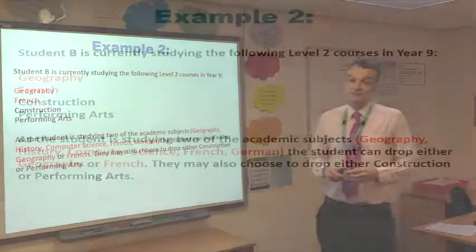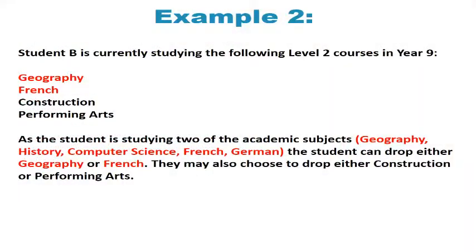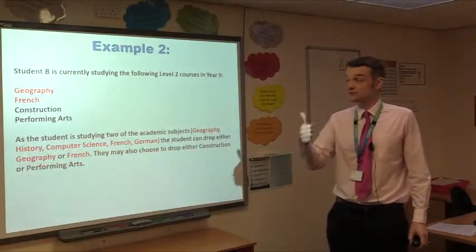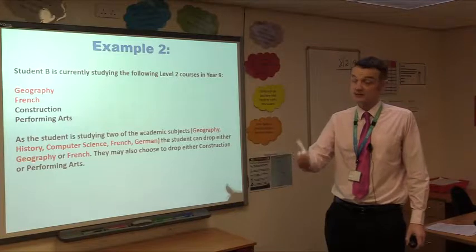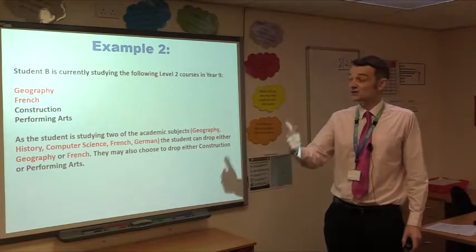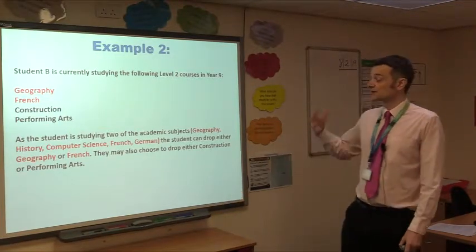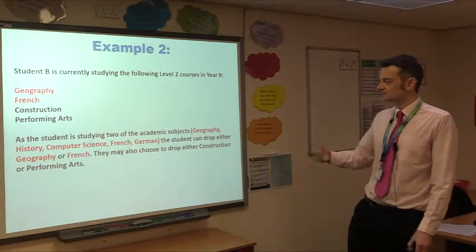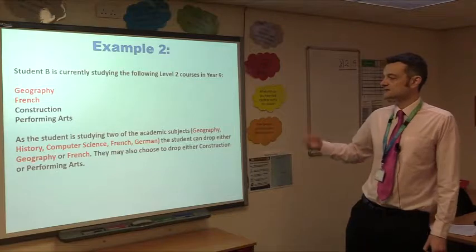Here's a second example. Now you'll notice that this student is studying geography, French, construction, performing arts. So they're actually studying 2 of these academic subjects. They're also following the EBAC pathway because they've got a humanities subject in there being geography and they've also got a language, that being French. Now because they're studying 2 academic subjects, that does give them a little bit more flexibility.